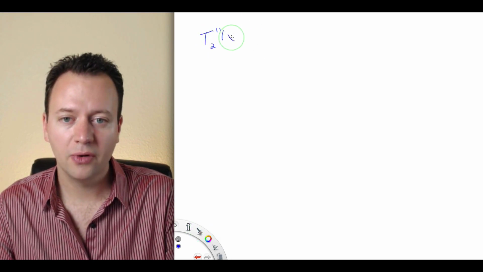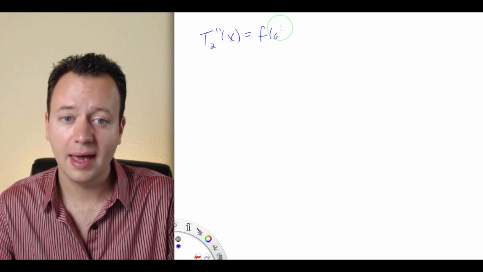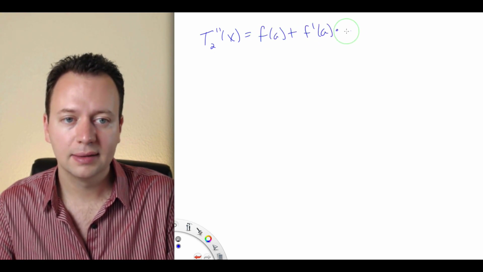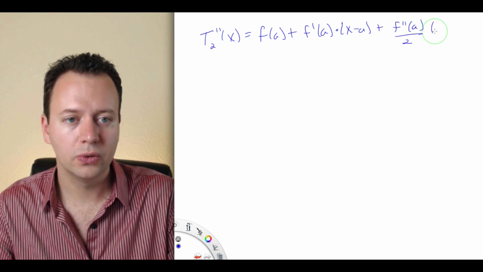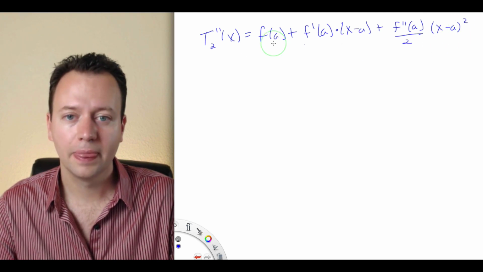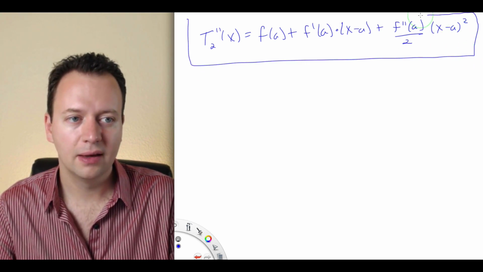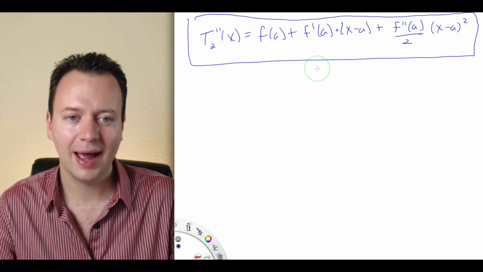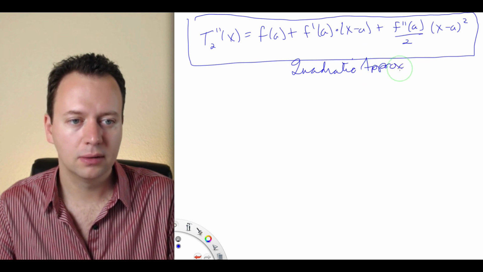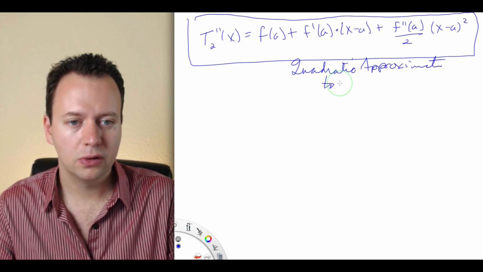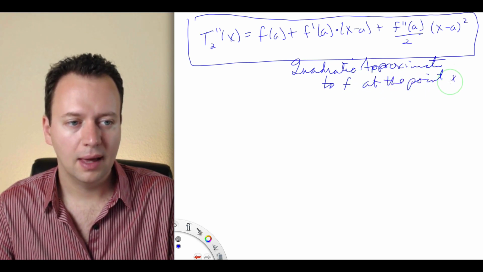So the result is that T2 of x is going to equal f of A plus f prime of A times x minus a plus f double prime of A divided by 2 times x minus a squared. So this is what you can call the tangent quadratic, or the quadratic approximation to the function f at the point x is equal to a.